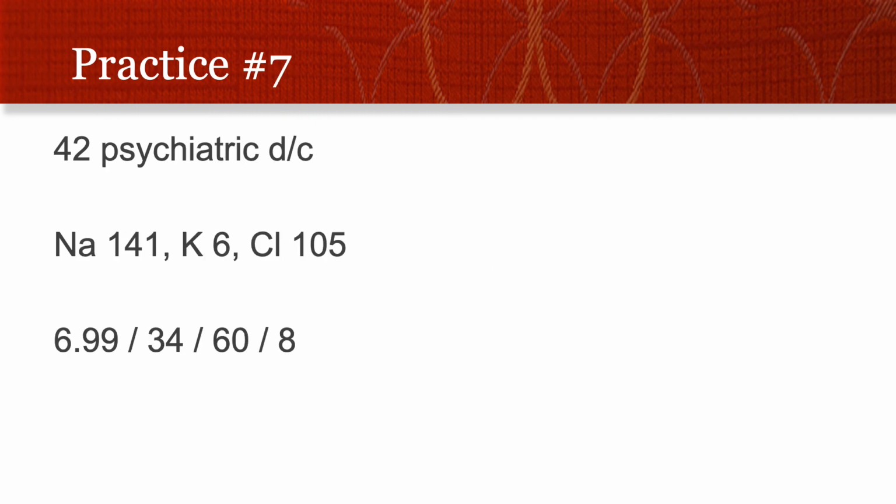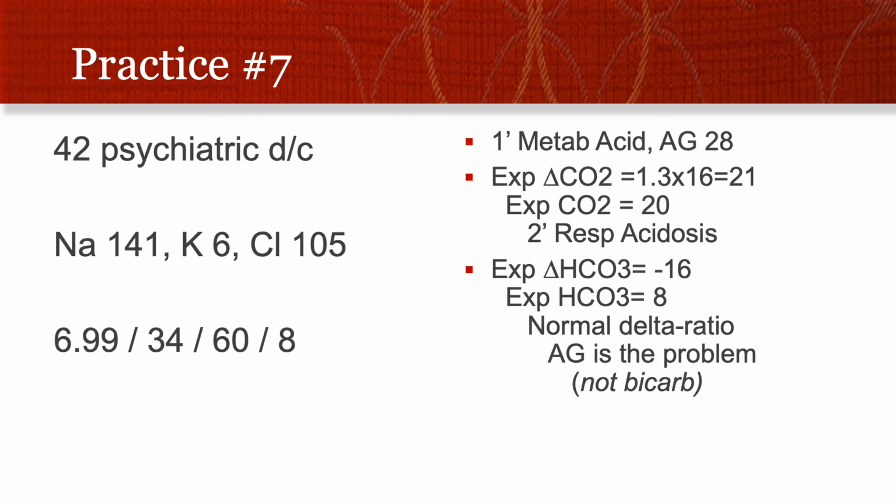Our next practice question is a 42-year-old with a psychiatric history but little other data. Labs are shown there with profound acidosis. Give the talk a pause and work it through on your own. Here we see that the bicarb is low when you have a primary metabolic acidosis. When you do your anion gap calculation, patient also has an extremely high anion gap.